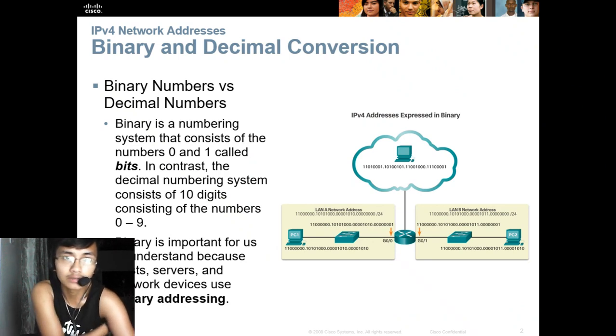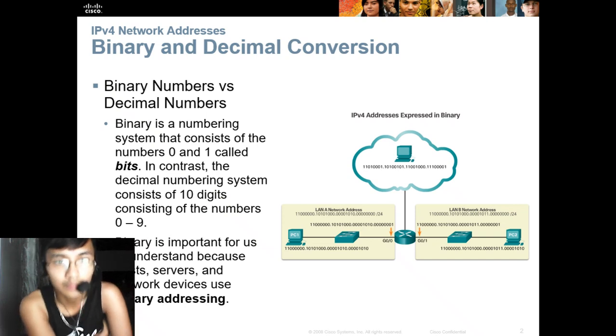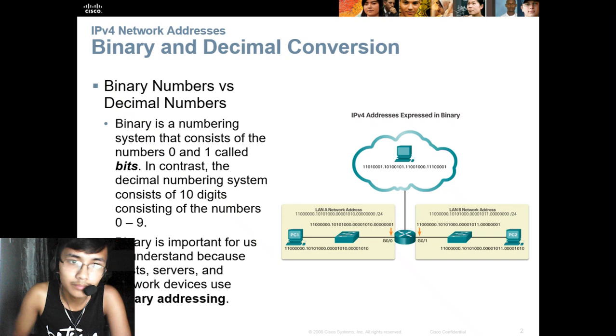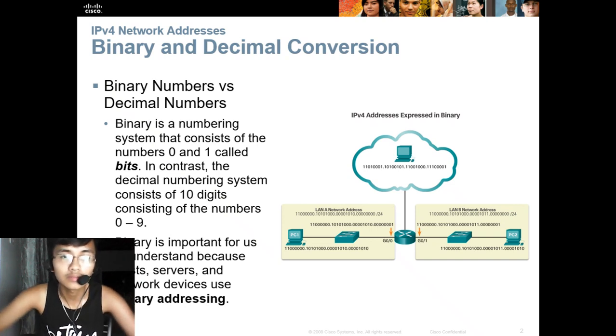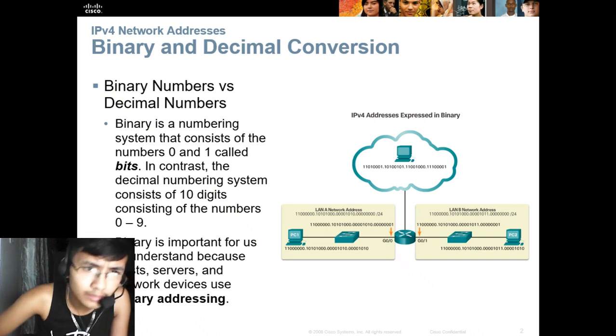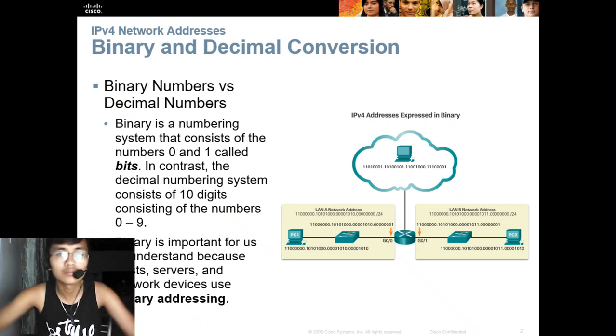IPv4 network addresses, binary and decimal conversion. Binary numbers versus decimal numbers. Binary is a numbering system that consists of the numbers 0 and 1, called bits. In contrast, the decimal numbering system consists of 10 digits, the numbers 0 to 9.